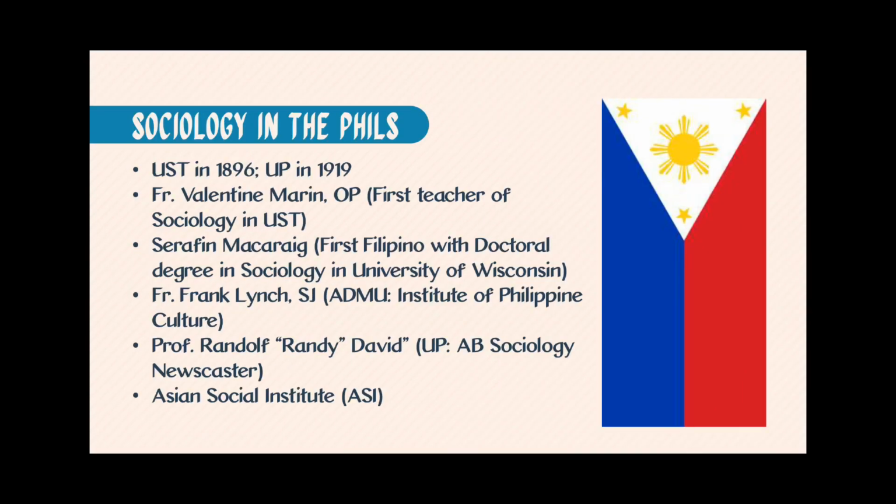Now let's go to the history of sociology in the Philippines, and some of the important thinkers of sociology in the Philippines. Sociology was introduced at the University of Santo Tomas in 1896 and at UP in 1919. The first teacher of sociology at UST was Father Valentin Marin OP. The first Filipino who gained a doctoral degree in sociology at the University of Wisconsin is Serafin Macaraig, and of course he was the one who started to flourish the discipline of sociology in the Philippines.